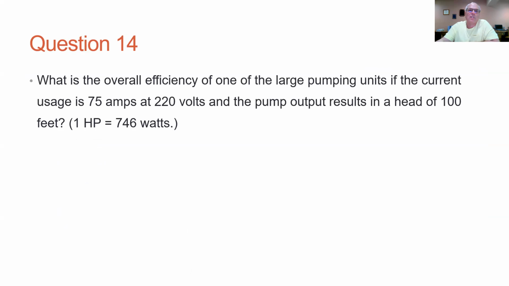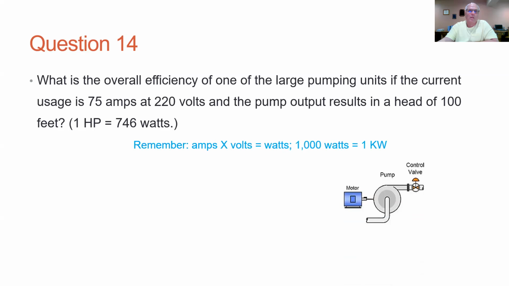What's the overall efficiency if one of the large pump units uses 75 amps at 220 volts, and the pump output results in a head of 100 feet? Remember, 1 horsepower is 746 watts. It's a little electrical problem that we sometimes have to work in the water business. You should remember this: amps times volts equals watts, and 1,000 watts equals 1 kilowatt. So at this point, you might want to pause the video and work the problem.